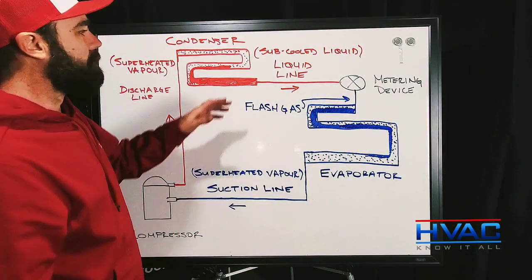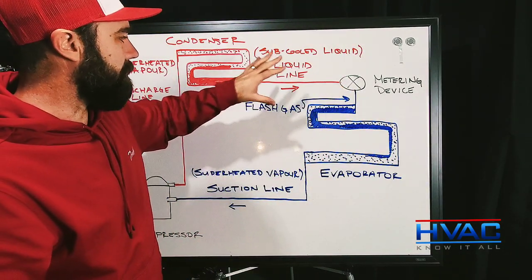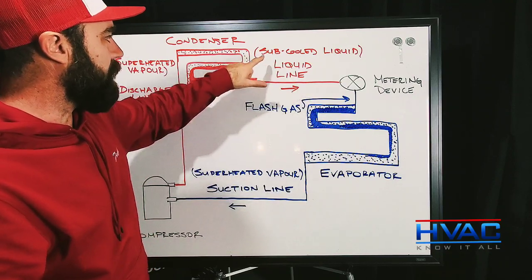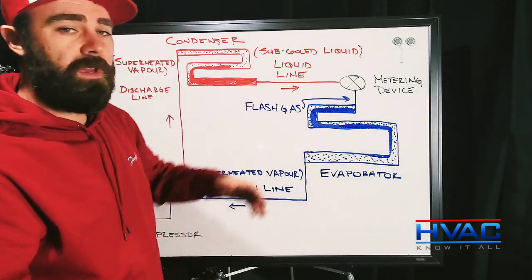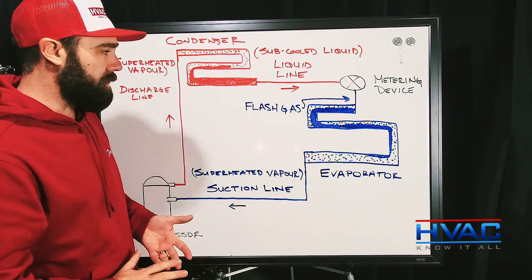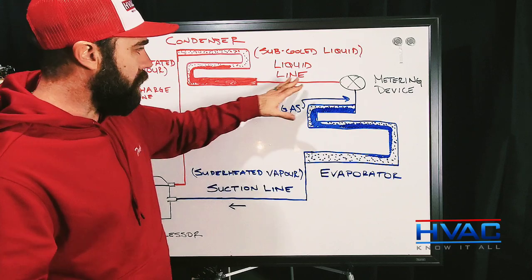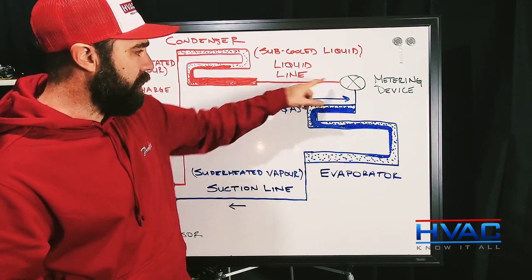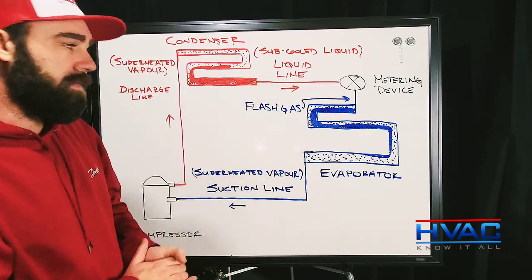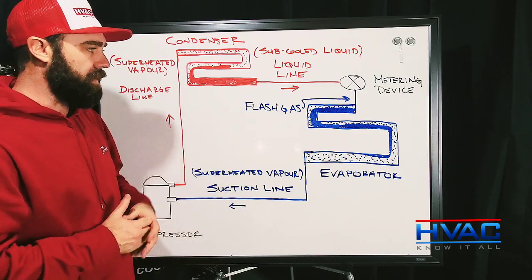Now remember, the liquid line is a full column of liquid. We are a subcooled liquid, so we are below saturation here. Remember, the liquid below saturation that's been subcooled is only liquid, so we only have liquid in here. We don't have any vapor. That's in theory, okay? In theory of the refrigeration cycle.